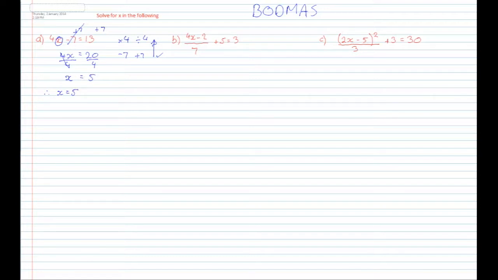The next question says 4x minus 2 over 7, plus 5, equals 3. Once again, what are we looking for? That is the x. Let's write out the story of what's happening to the x. Whenever you've got something on top, I like to put it in brackets because it's what's happening first. So are there any brackets? Yes, you can see them here.